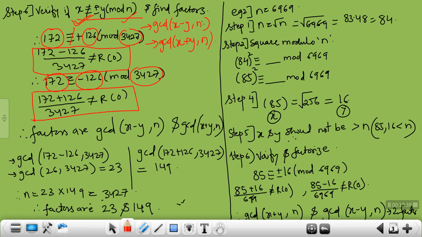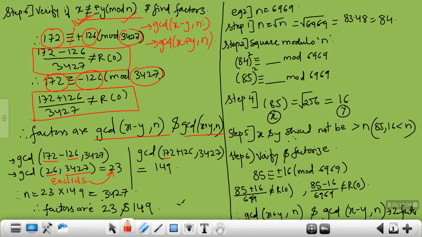The moment I satisfy the equation, what are the factors? The factors are nothing but GCD of x minus y comma n and GCD of x plus y comma n. These are the two factors. So GCD of x minus y: x is 172, y is 126. So 172 minus 126 gives you 46, and 3427. Solve this using Euclid's algorithm. I have solved this and when you solve this, I get the greatest common divisor of 46 and 3427 as 23.